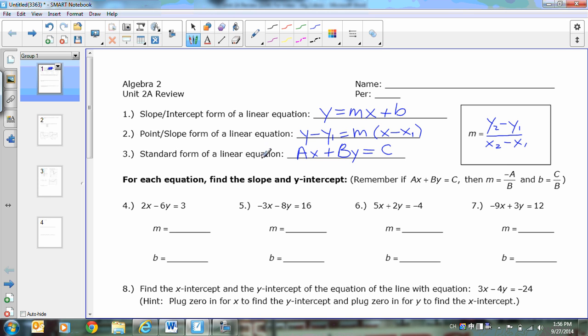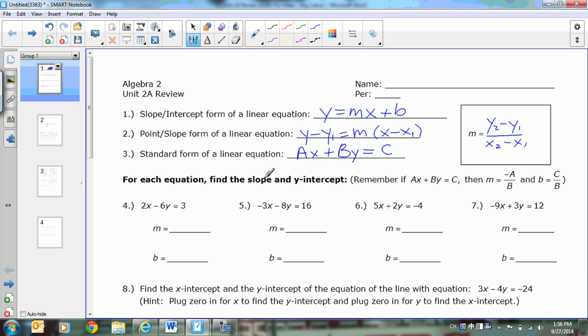First of all, I've already filled in numbers 1, 2, and 3, and then also the slope over here. These different forms of a linear equation are equations that you need to memorize. You need to know these by now. This is Algebra 2. You've seen these before in Algebra 1. You also need to know the slope formula. So take some time and commit these to memory. All right, let's start with our first skill.